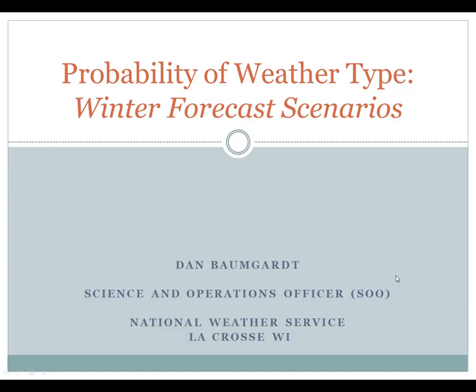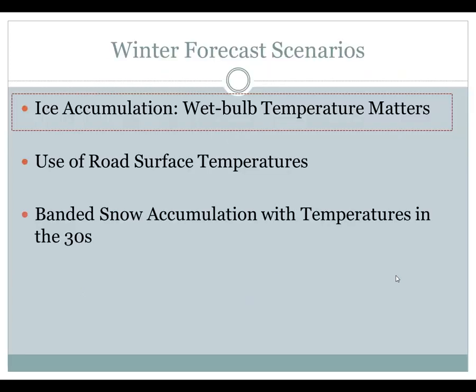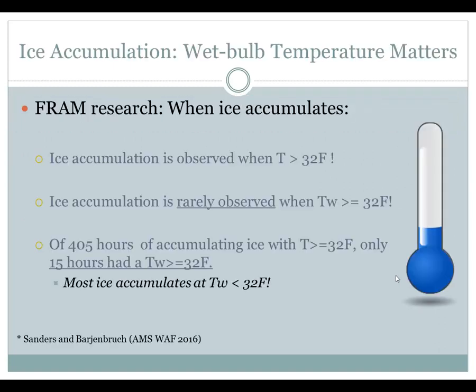This is another module on the probability of weather type that involves scenarios for forecasters. This one talks about 3 different winter scenarios. The first one we're going to talk about is ice accumulation within the probability of weather type and ForecastBuilder infrastructure, and the influence of wet bulb temperature stemming from the research on the FRAM ice accumulation technique. So let's get into that.